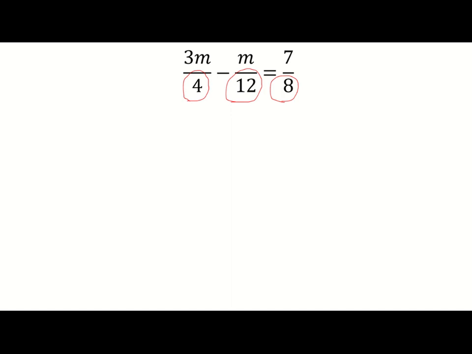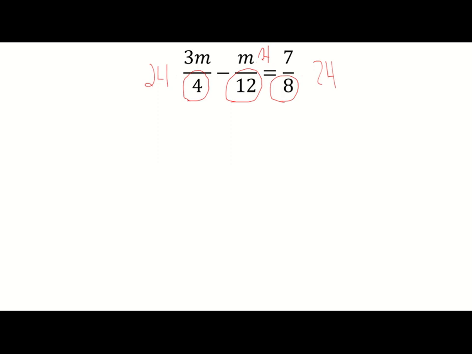So in this case, I'm going to multiply the fraction 3m over 4 times 24. I'm going to multiply m over 12 times 24. And I'm going to multiply 7 over 8 times 24. So when I multiply each piece by 24, I then want to simplify.